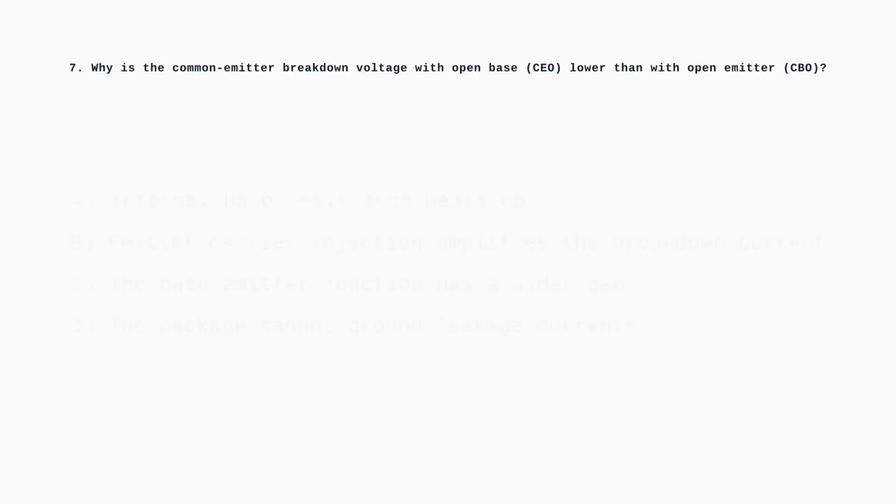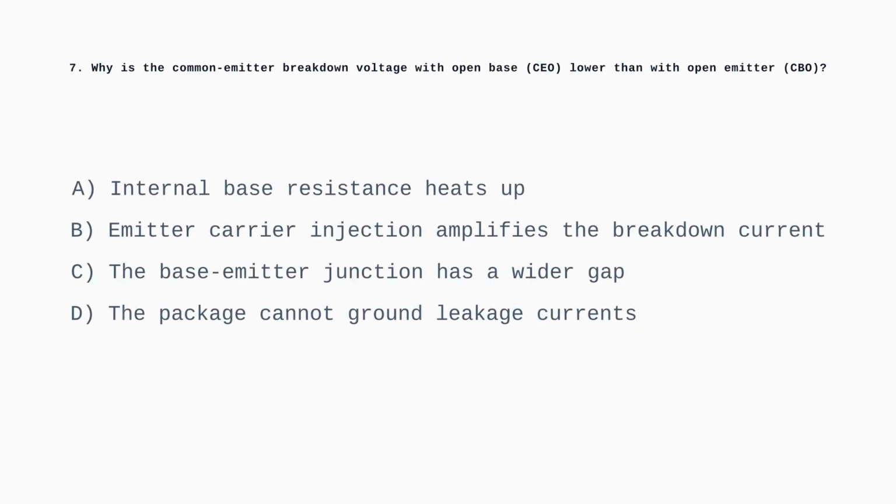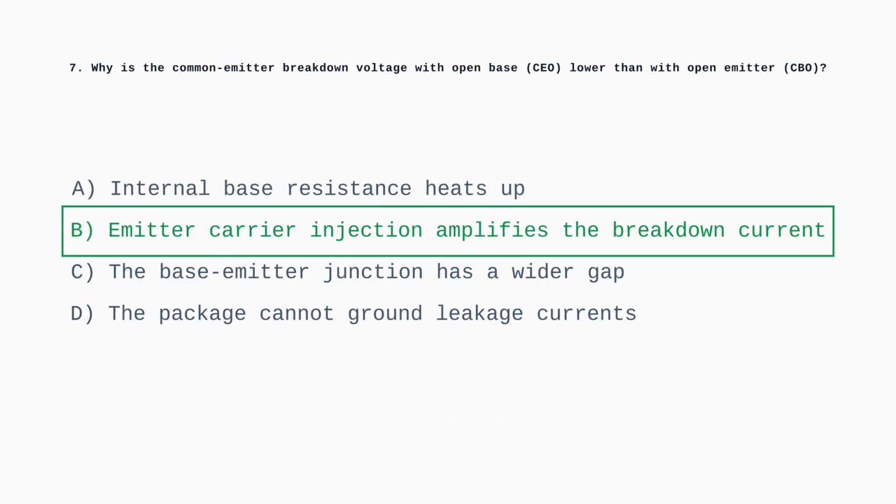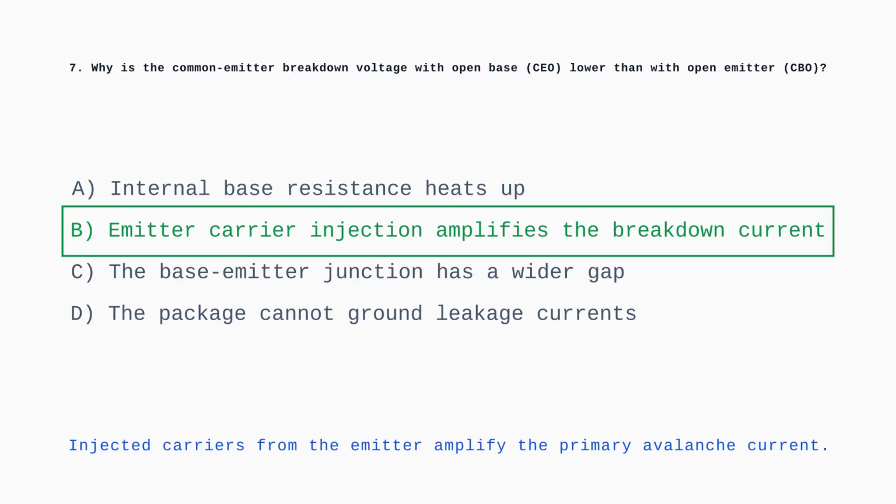Question 7. Why is the common emitter breakdown voltage with open base lower than with open emitter? With an open base, any tiny avalanche carrier multiplication at the collector base junction gets amplified by the emitter current gain, triggering early breakdown.